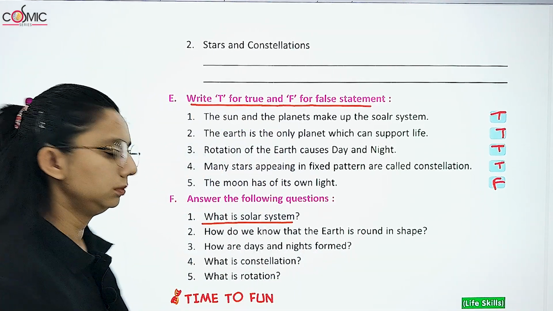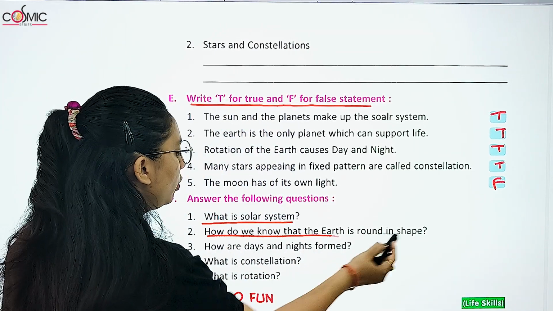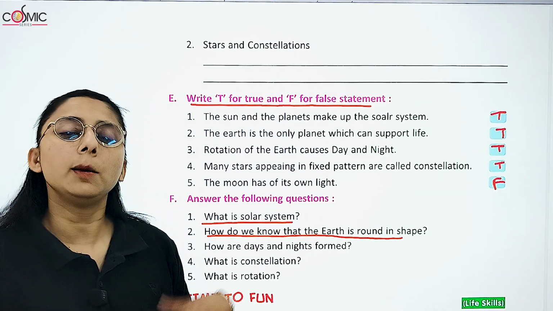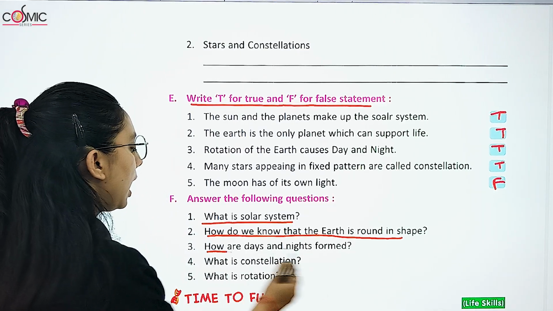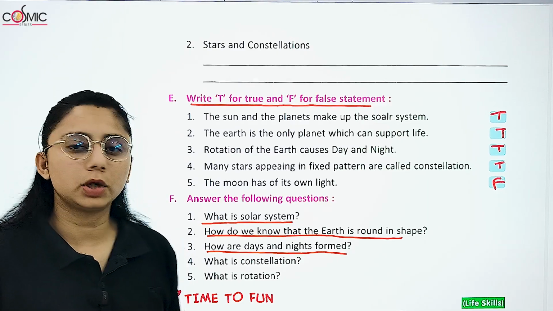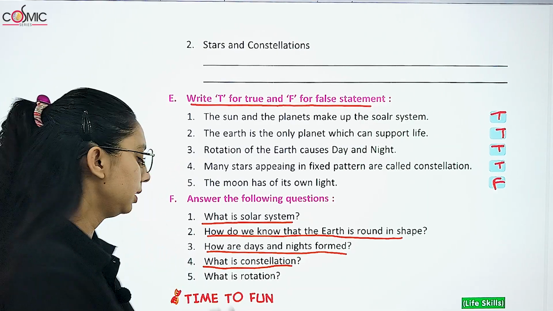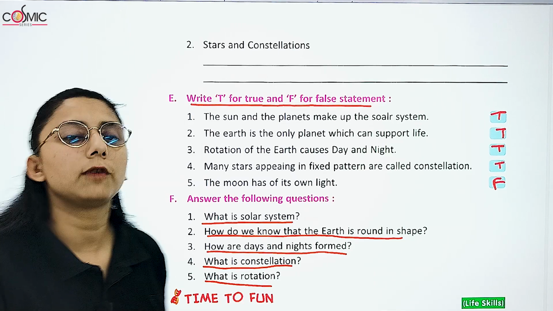Now answer the following. What is solar system? Right? Next is how do we know that the earth is round in shape? I told you about the Portuguese sailor, you can write that example here. How are day and night formed? By rotation. What is constellation? Group of stars forming different patterns. And what is rotation? That you have to write.